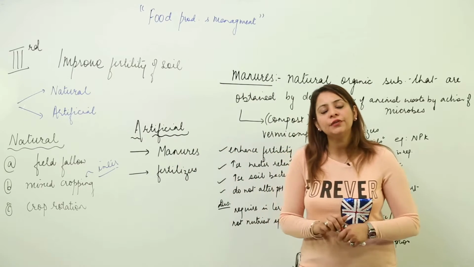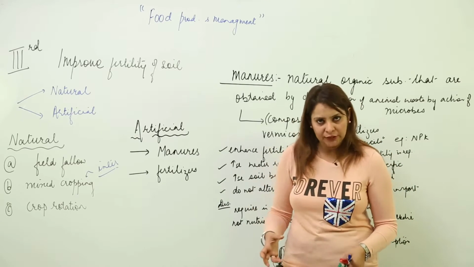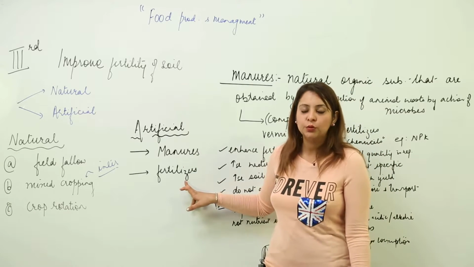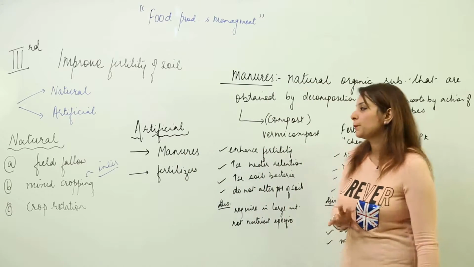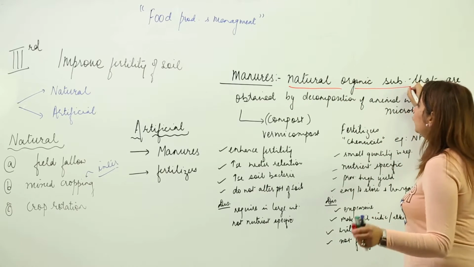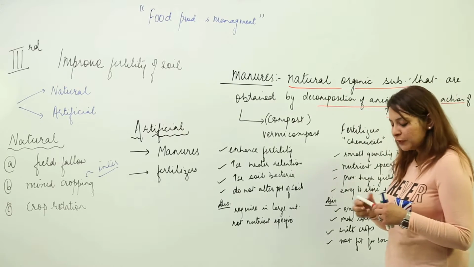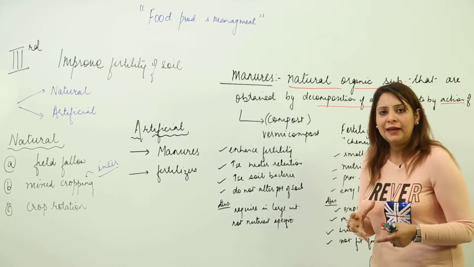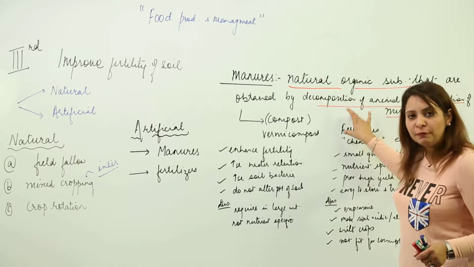Now coming on to the artificial ones, that is, how we can restore or increase the fertility. We have two artificial methods: the use of manures and fertilizers. We can add manures, we can add fertilizers. Now what are manures? Manures are natural organic substances obtained from animal waste by the action of microbes. You must know cow dung cakes. Those dung cakes are natural organic substances obtained by the decomposition by microbes.